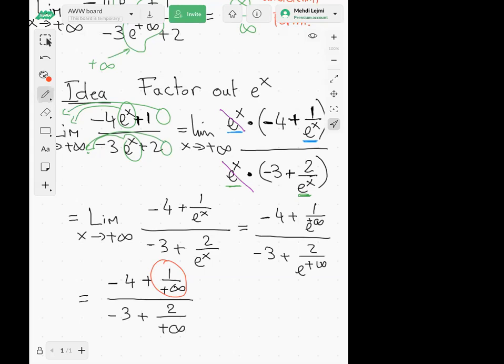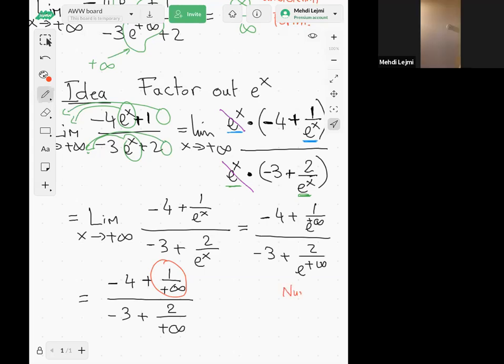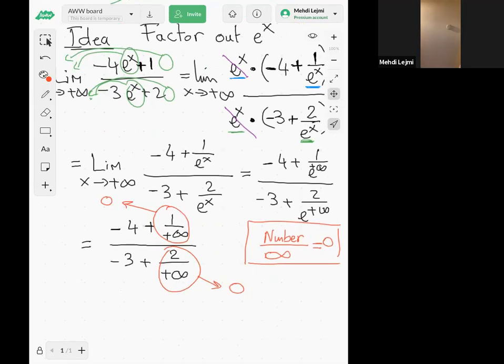Is that undetermined? No, it's zero. If you have a number over infinity, that's equal to zero. So this one over infinity is just zero, and two over infinity here is also zero. So then I'm going to have negative four plus zero over negative three plus zero.